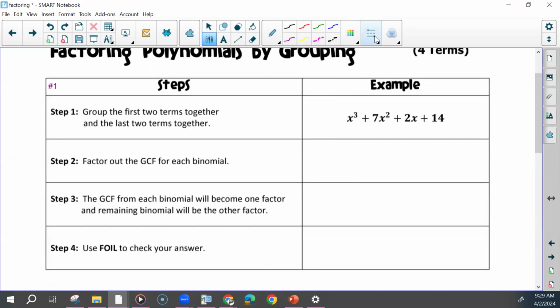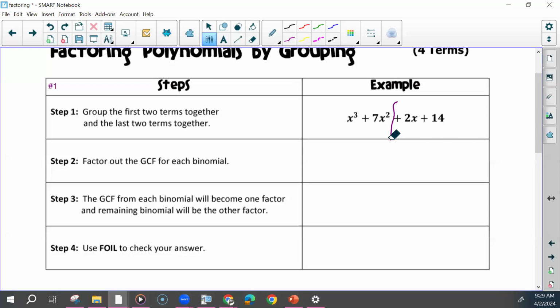So first, you're going to group these together. You can either group them in parentheses, or you could just split it down the middle. However you choose to do that is up to you. But when you group them together, you have to make sure the sign in front of the third term stays with that third term. Then we're going to look for the GCF of both groups.